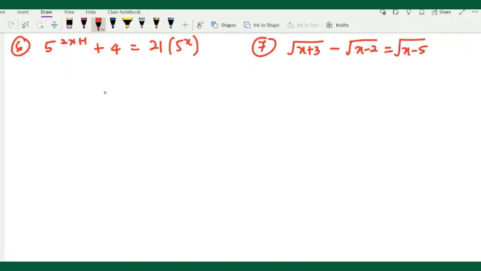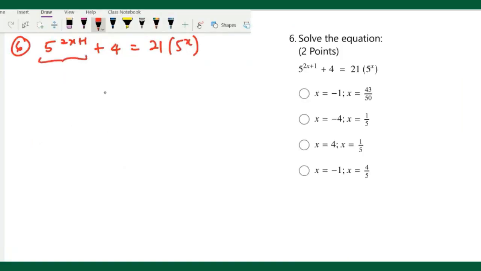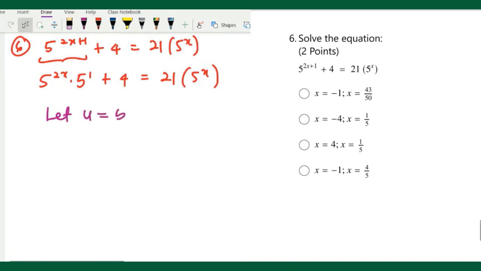Using the log law, try to simplify this expression here as 5 to the power of 2x times 5 to the power of 1, plus 4 equals 21 times 5 to the power of x. And the next step is where we need to let, okay, we want to let, not in terms of x, others. Let u equals 5 to the power of x.